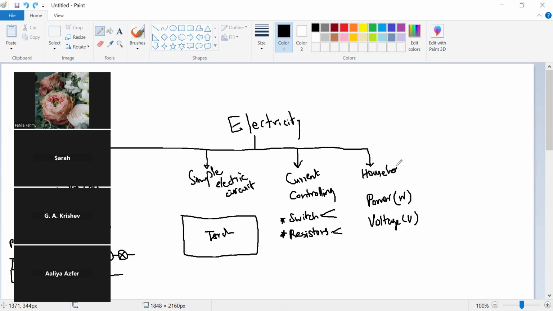Household electric appliances. Now comes the main part of this lesson, where the effects of current. Okay, this is what makes the lesson so interesting. Effects of current, or effects of electricity. Puta, listen to me very carefully. This is the main part of the lesson.